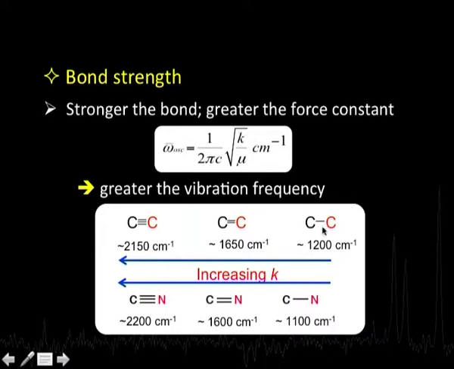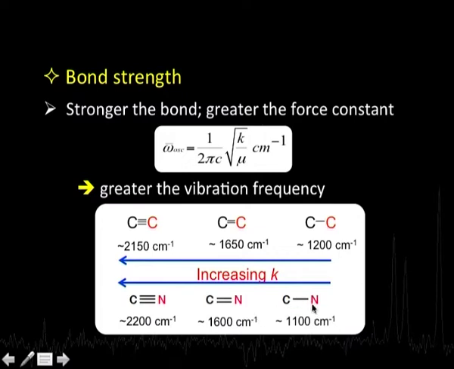This has some certain strength, this is a stronger bond, and this is still stronger. So, what you find is, as the k value increases, the vibration frequency is increasing. It is 1200 here, 1650 and 2150 centimeter inverse. So, that is a direct correlation between the strength of the bond and the vibration frequency.